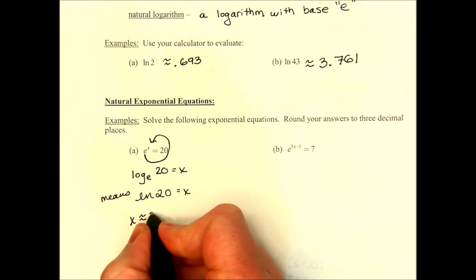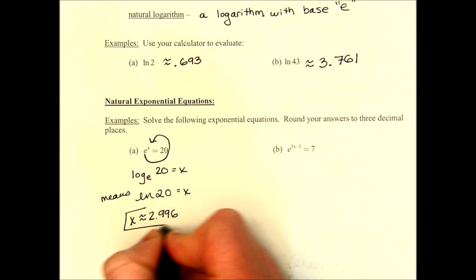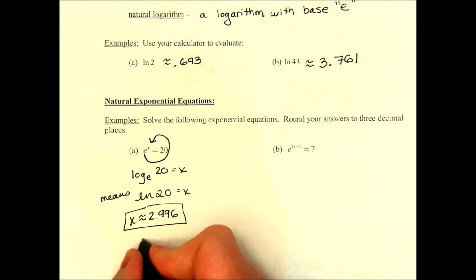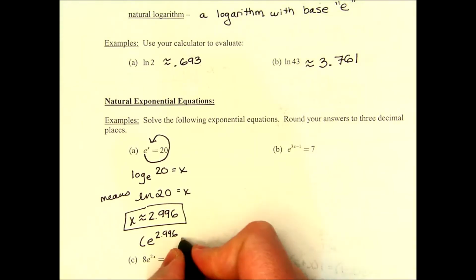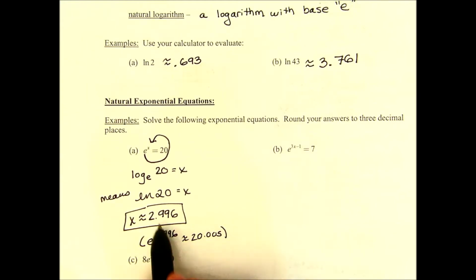I think this is about 2.996. If you do want to check this, not that you have to check for extraneous solutions, but if you go to the calculator and do e raised to the 2.996, you should get something pretty close to 20. Yeah, I'm getting 20.005, and if I used more decimal places than what I used over there, I'd get even closer to 20.